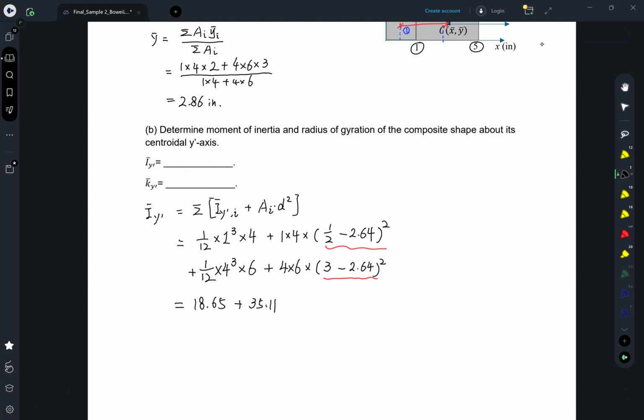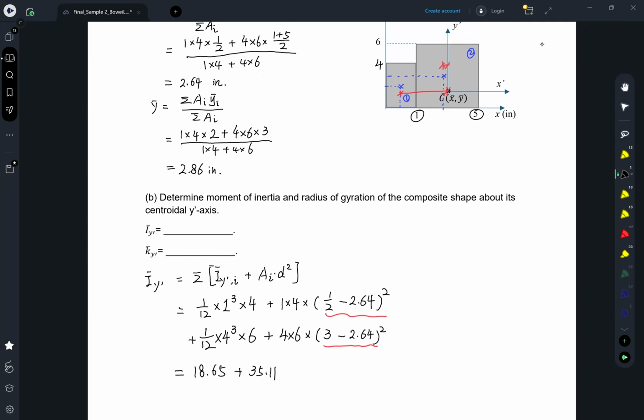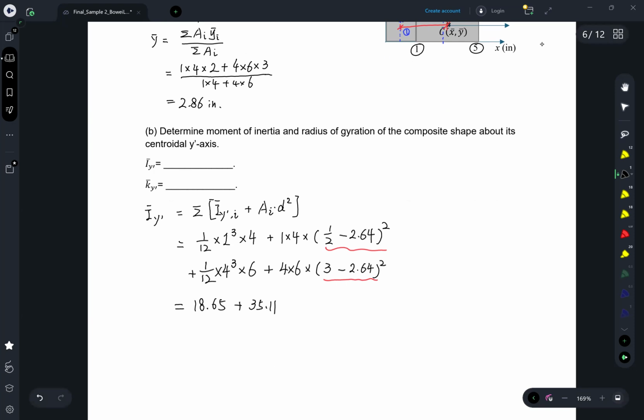Now we see that although the area of the first part is significantly smaller, since it has a significant distance from the centroid of the whole area, it still contributes a lot to the moment of inertia here. So you take the summation of that, and it equals 53.76 inches to the power of 4.